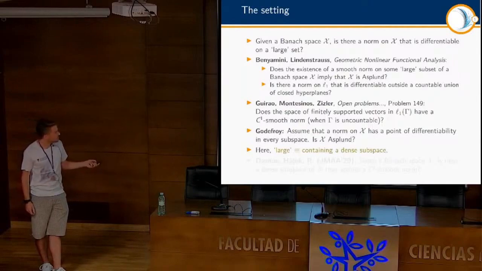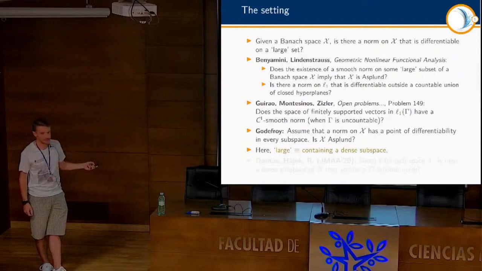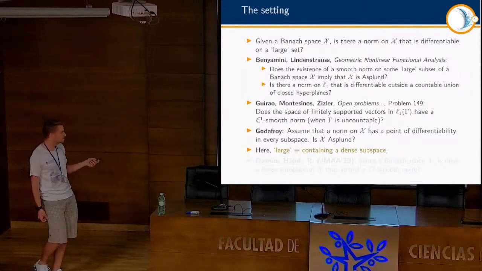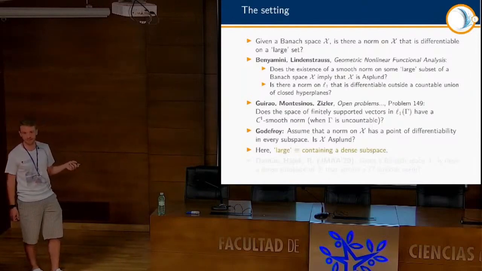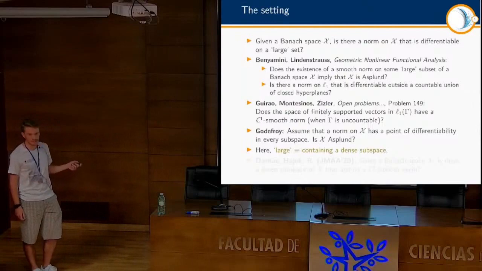For us, I will give only one meaning to the word large here. And large will mean containing a dense subspace. And you see that here the color changed. Olive means important. Text in olive is somehow the most important part of the text. So if I'm writing something in olive, it means that it's the most important part of the slide. So you can forget everything else and just remember that for the rest of the talk, you are looking at a dense subspace.